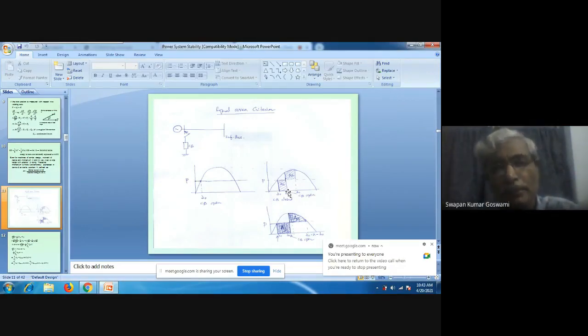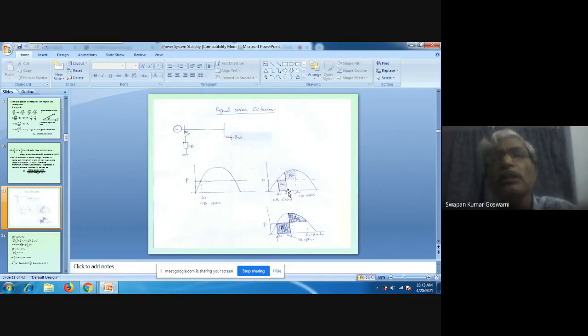During that time, the speed of the generator has become above synchronous. That means E is rotating at a higher speed with respect to V. Speed is above synchronous, so E is going away from V, because the speed of the generator rotor is more than the synchronous speed. So phasor E will be moving away from phasor V. So delta will increase. As delta increases, obviously power output does not increase.